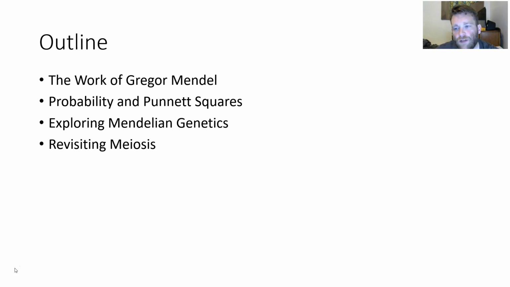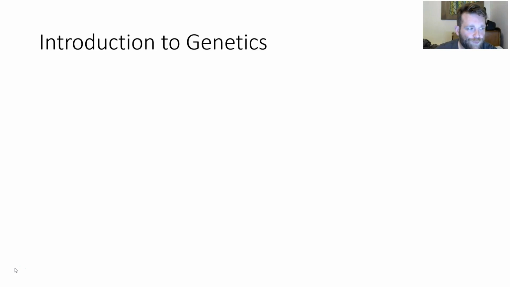Then I'm going to do a video that talks about the probability of these different scenarios and introduce a Punnett square. Then we're going to look at exploring Mendelian genetics. So we're going to be looking at some interesting applications for Mendelian genetics and some variations in how genes may be expressed. And then lastly, we're going to talk about meiosis, and we're going to go into a little bit more detail about that process, given the context that we now have about genetics.